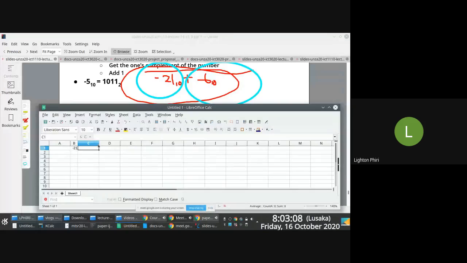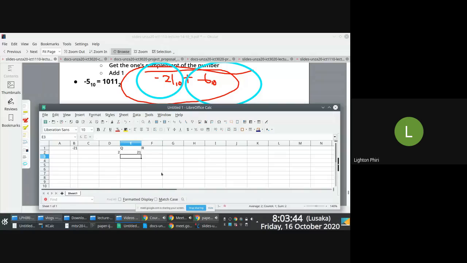So we first convert negative 21 to binary using two's complement. And we know the rules: the first thing we need to do is get the one's complement equivalent of the number, and then add one. We can do this stepwise so that we are able to tie the different pieces together. In fact, this is part of the reason why I'm doing this. So we'll convert positive 21 first to binary.